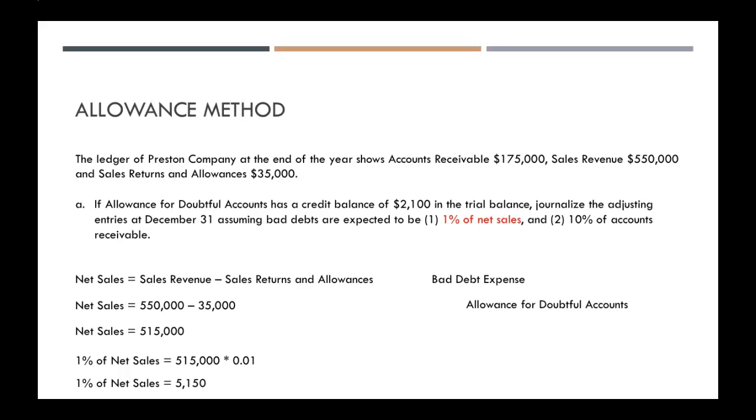Now, we were initially told that our allowance for doubtful accounts has a credit balance of $2,100. When you are working in the percentage of sales basis, you don't even worry about that number. That $2,100 is going to come into play once we do the percentage of receivables. But in this case, we just toss in that 1% of net sales into your bad debt expense and your allowance for doubtful accounts.